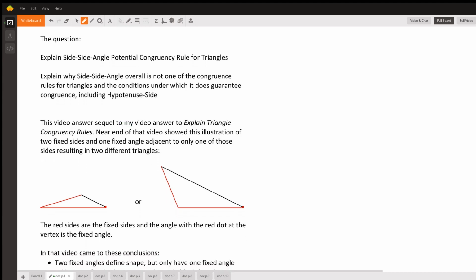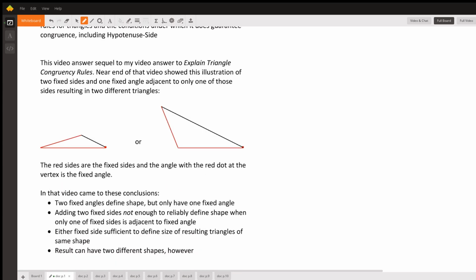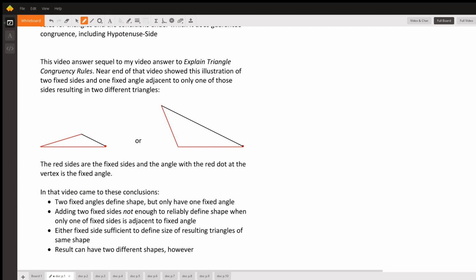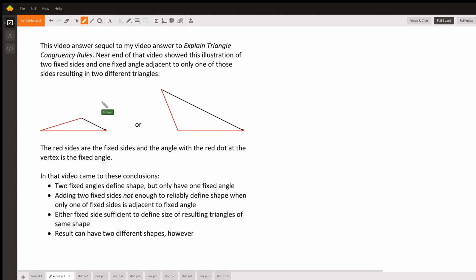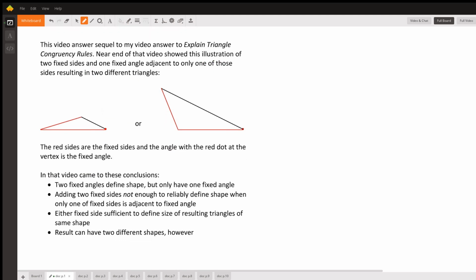This is a sequel to my video answer to explain triangle congruence rules. Near the end of that video, we showed this illustration of two fixed sides and one fixed angle adjacent to only one of those sides, resulting in two different triangles. The red sides are the fixed sides, and the angle with the red dot is the fixed angle. And in that video, we came to these conclusions.